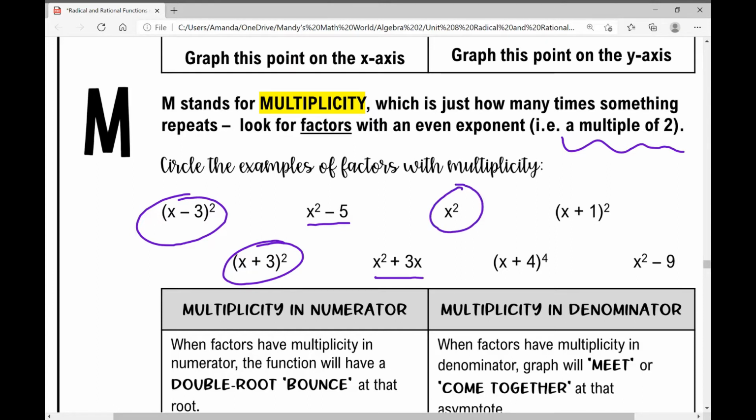(x) squared, that contains multiplicity. (x plus 4) to the 4th, absolutely. That's a multiple of 2. (x plus 1) squared, sure. And x squared minus 9, that is not an example of a factor with multiplicity. The entire factor is not squared. So when we're looking at multiplicity, we're looking for these types of factors, the ones that are circled.